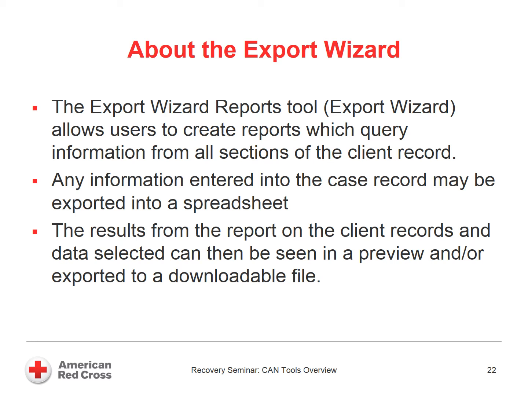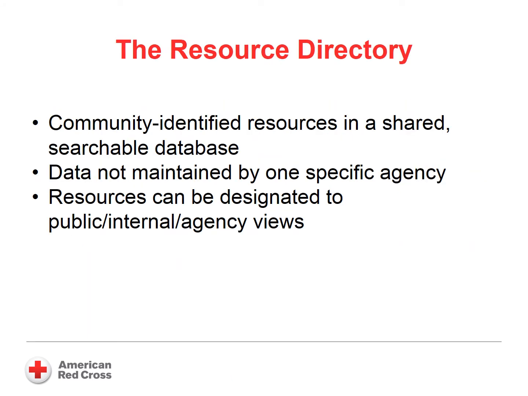Please note, CAN should not be considered or used as the agency's only source for reporting data to regulatory or granting agencies. The Resource Directory provides information on local and regional resources for client assistance. This database shows all information collected for local referrals to agencies that may assist in meeting unmet client needs. Agencies accessing the directory should note that data is not maintained or updated by one specific agency, and that all resources should be confirmed before referrals are given.